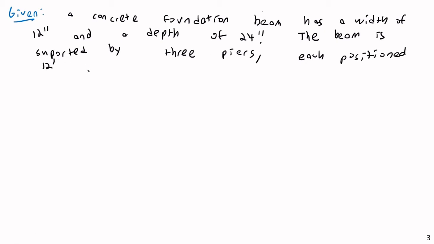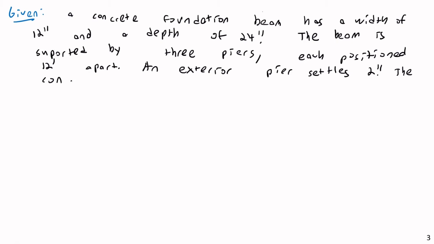Each positioned 12 feet apart. And so, then, an exterior pier settles 2 inches. One of the exterior piers settles 2 inches, and we're also told that the concrete of the pier has an elastic modulus, of both the pier and the beam. The concrete has an elastic modulus of, let's say, 3.5 times 10 to the 6th psi.